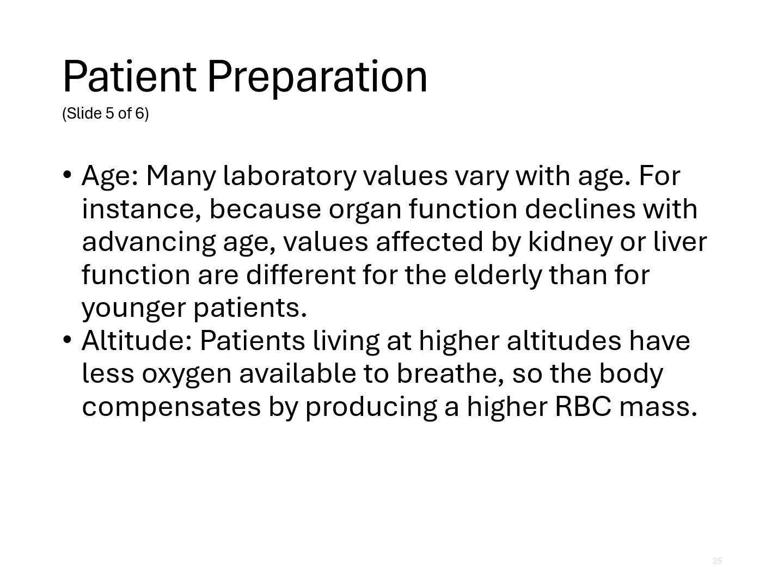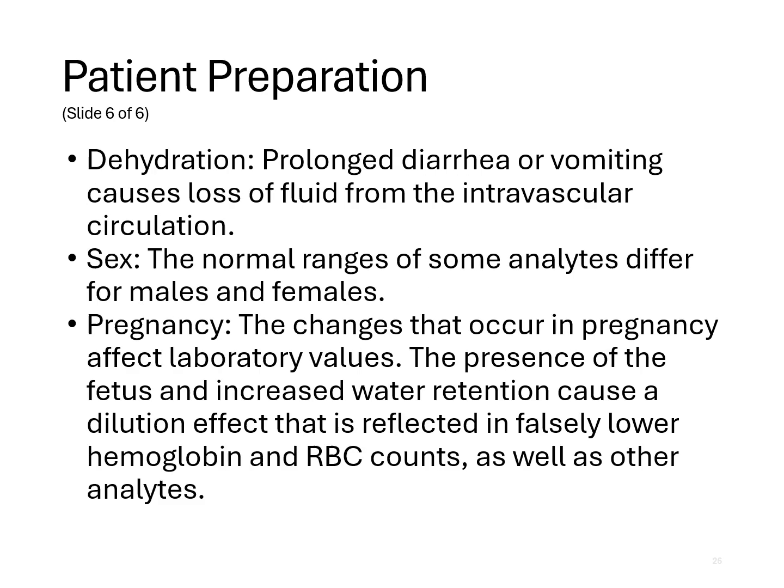The altitude, so patients living at a higher altitude have less oxygen available to breathe, so the body will compensate by producing a higher red blood cell mass. So if they live in like Denver, let's say, they may have a higher white blood cell count, hemoglobin, and hematocrit level than somebody living in Iowa or Illinois. Dehydration, so prolonged diarrhea or vomiting can cause loss of fluid from the intravascular circulation.